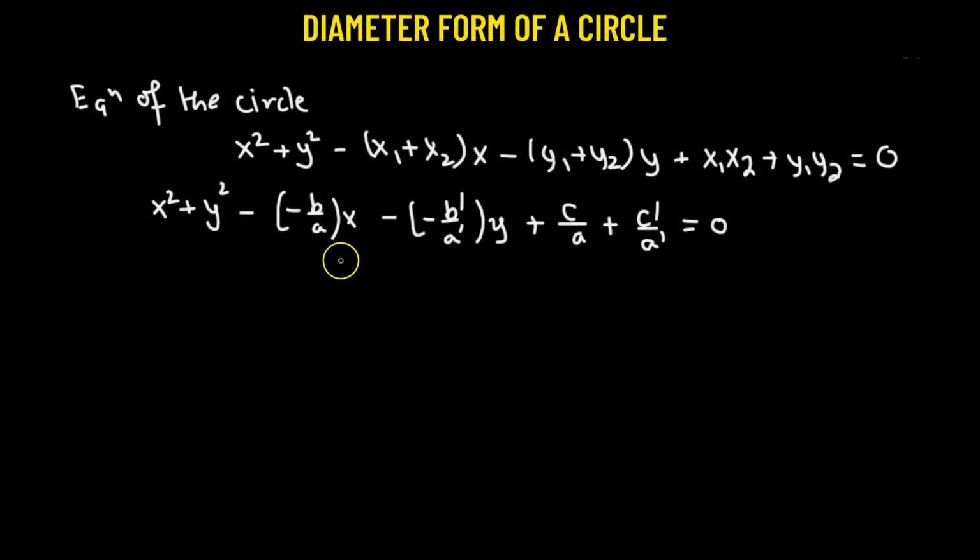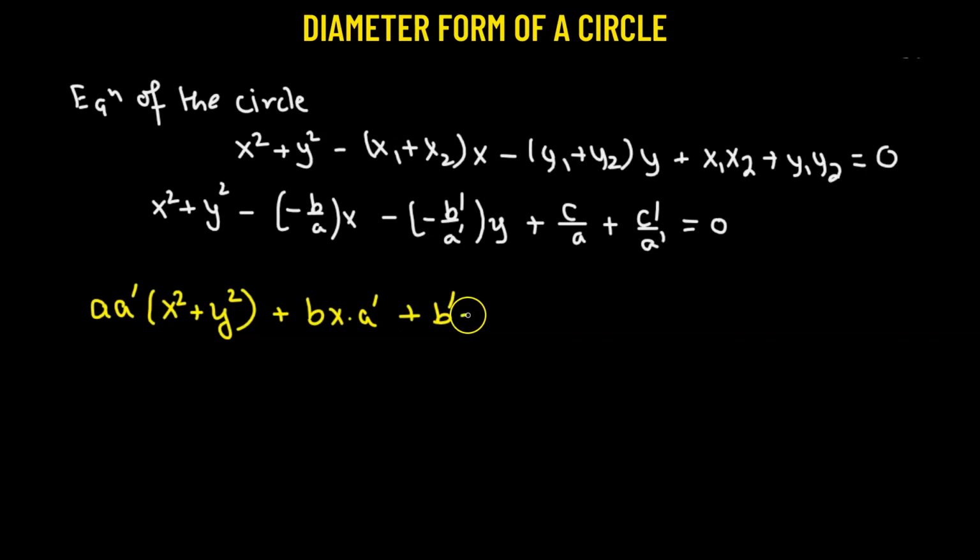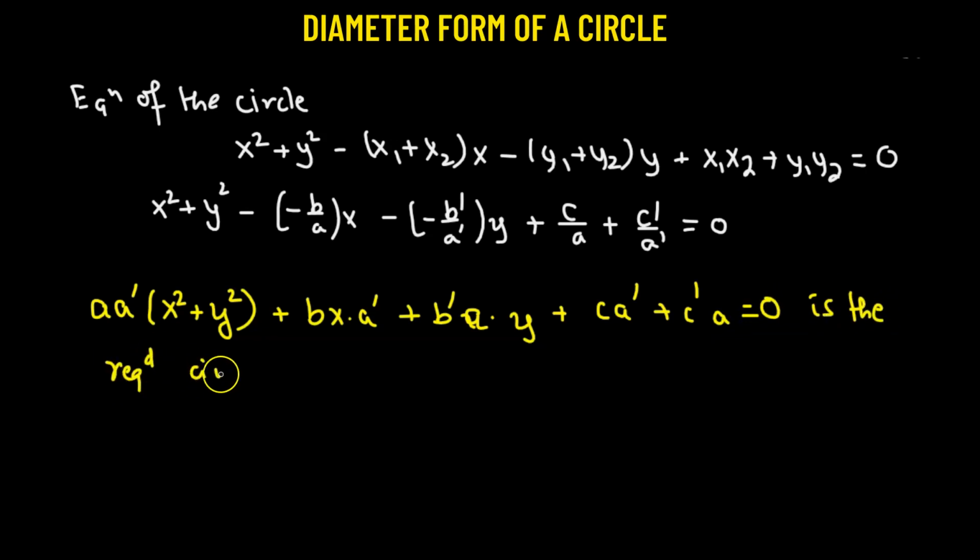We're going to multiply throughout with a times a prime. So that's going to give us a prime multiplied to x squared plus y squared, plus b x times a prime, plus b prime times a times y, plus c times a prime plus c prime times a equals 0. So this is the required equation of a circle. Let's move on to the next problem.